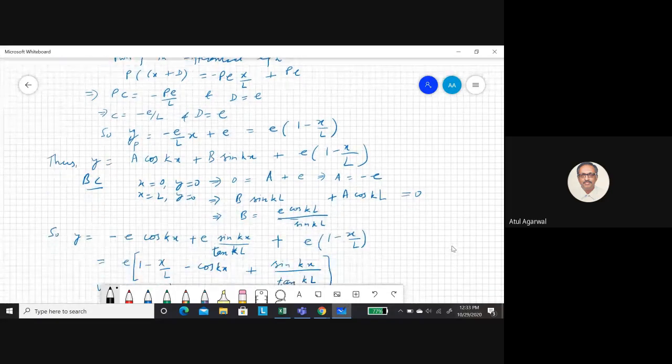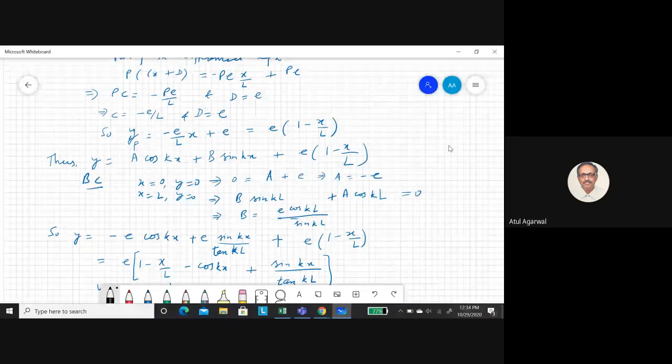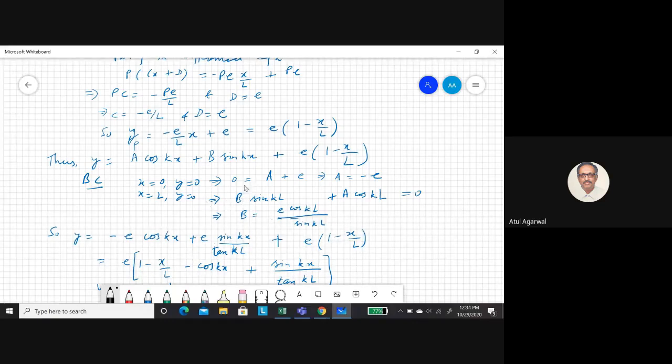So if you want to find A and B, you put the values of these boundary conditions: at x equal to 0 and x equal to L, your deflections are 0. So this kind of a column is called a pin-pin column. You have pinned at this end as well as this end. You are not allowing any deflection at the two ends, but rotation is allowed. So with these conditions, you get this kind of a solution.